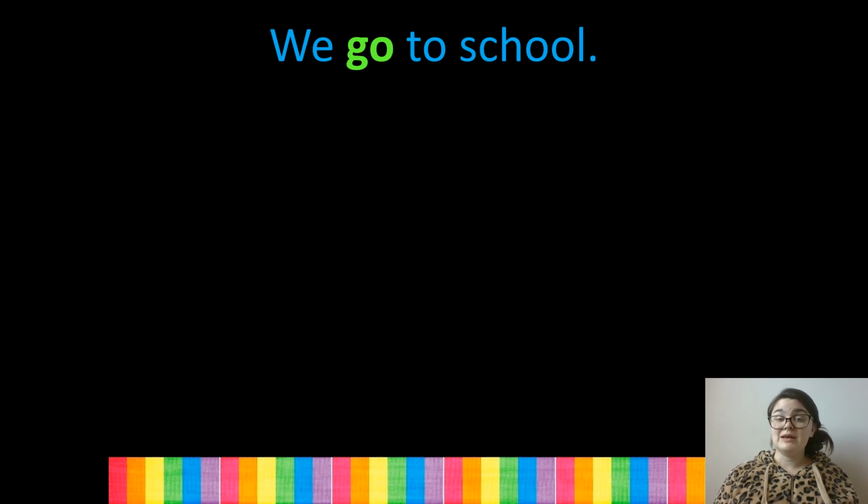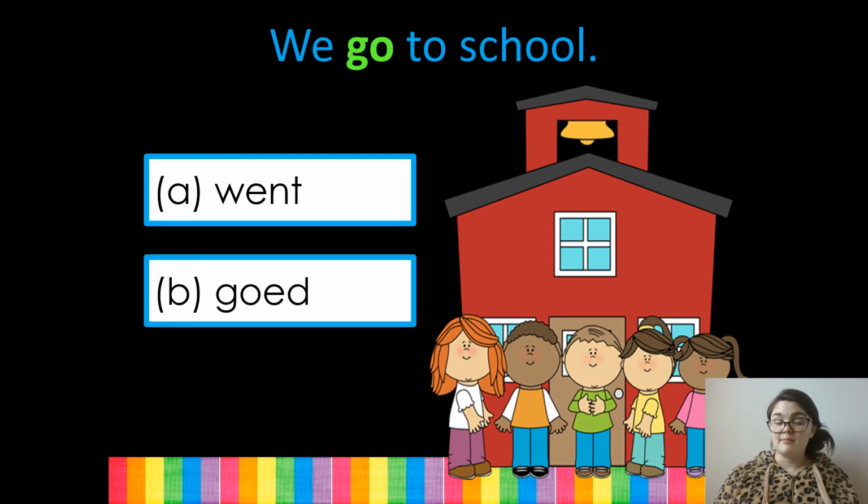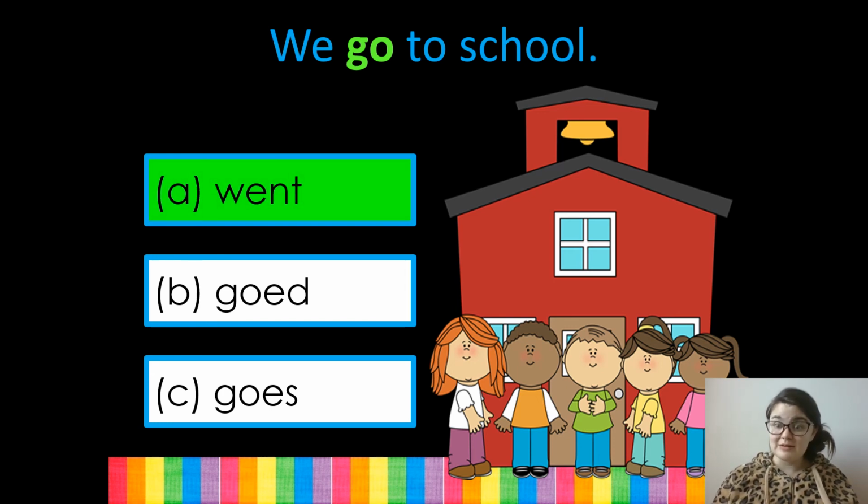Our next one is we go to school. This is the most irregular verb we have. It doesn't make a whole lot of sense, but when we use the past tense for go, do we say A, went, B, goed, or C, goes? Choose your answer, A, B, or C. The answer is went. The past tense for go is went. Instead of saying we go to school, it makes the most sense to say we went to school, not we go to school or we goes to school. Our best choice and the right answer is A, went. It's our irregular past tense verb.